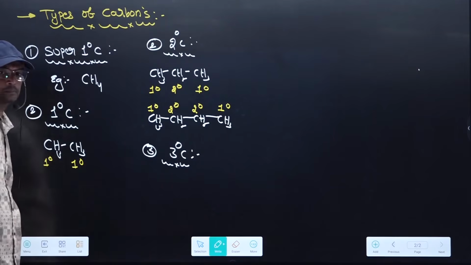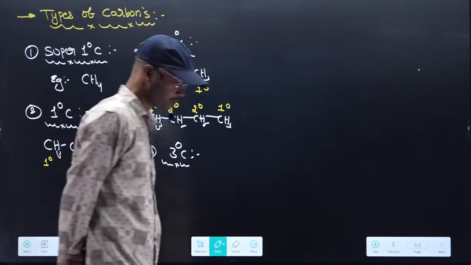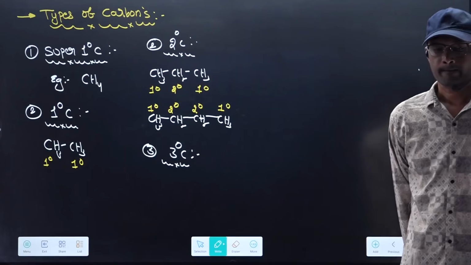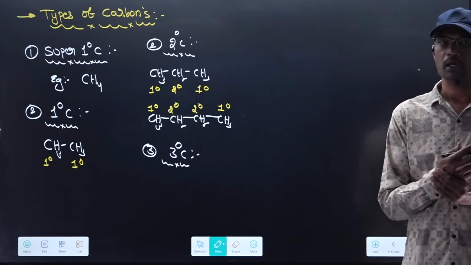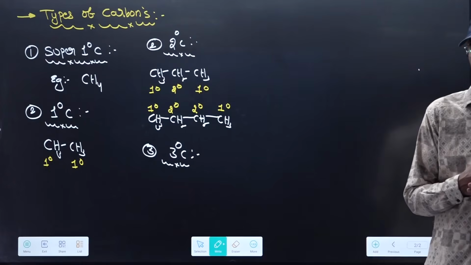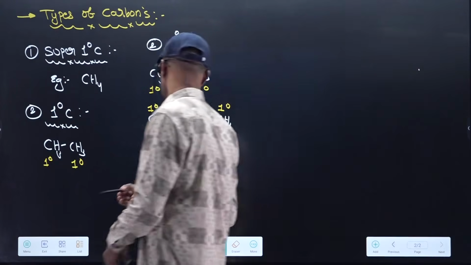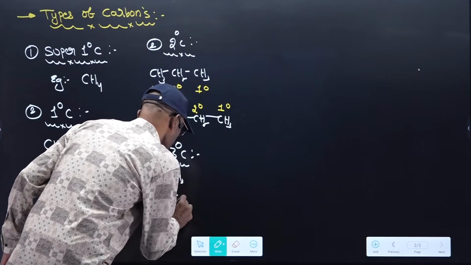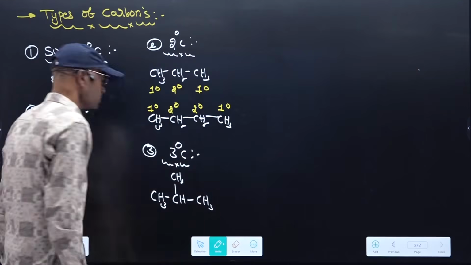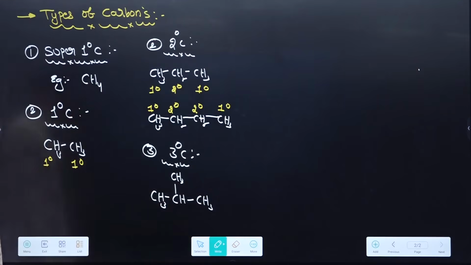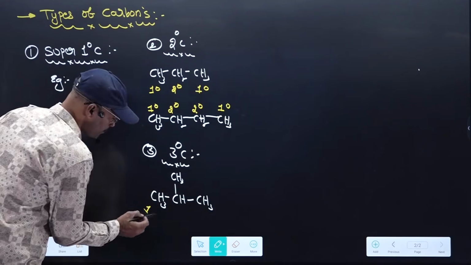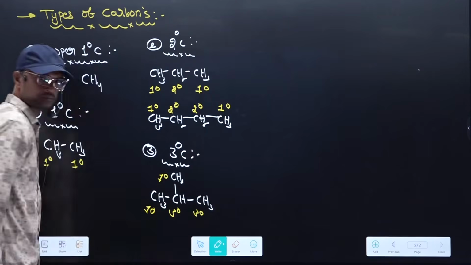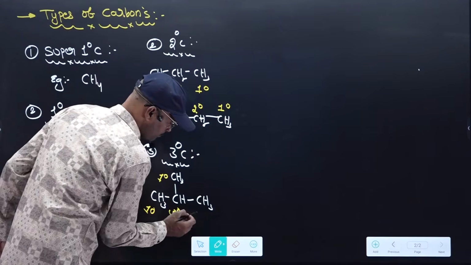Next, tertiary carbon. What is tertiary carbon? Carbon attaches to 3 other carbons. How many hydrogens present on tertiary carbon? 1 hydrogen. So what is this carbon? Primary. This one primary. What is this? Tertiary. This one tertiary. Tertiary or primary? This is primary.